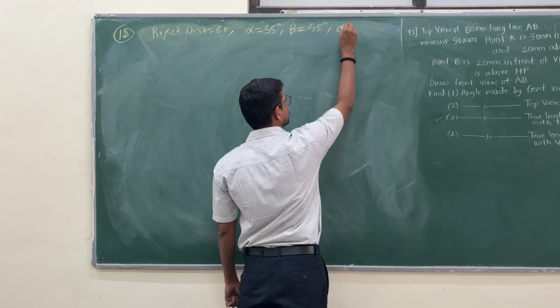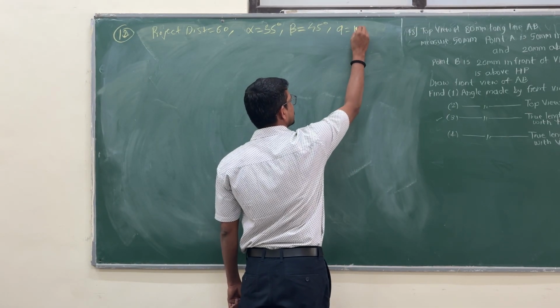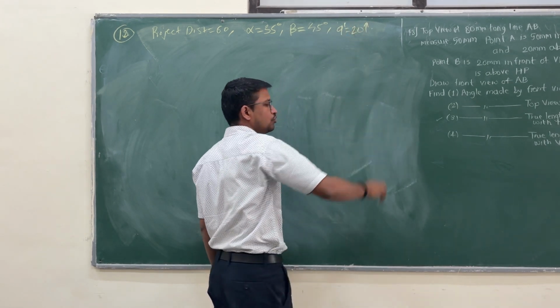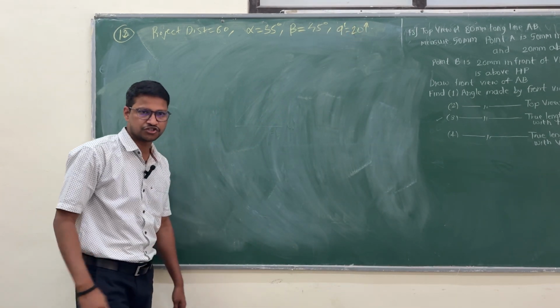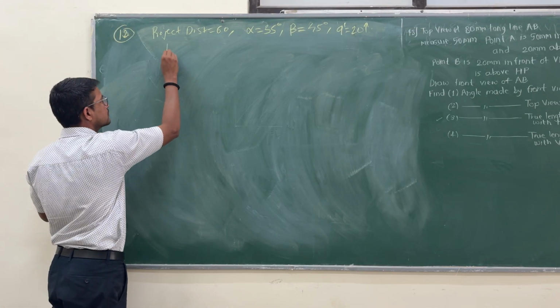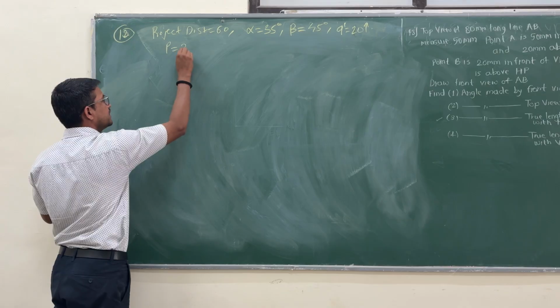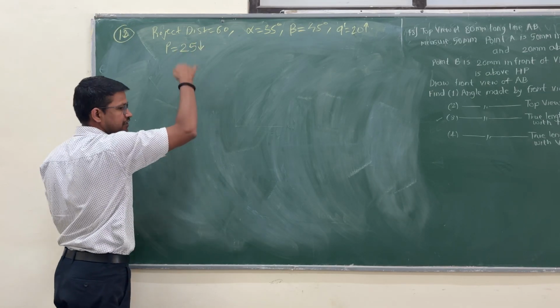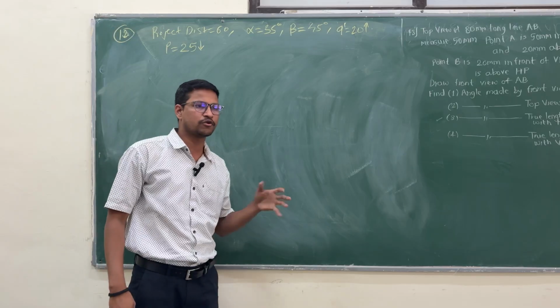Fine. Next. Draw the projection of the line if the end Q is 20 mm above HP. End Q is 20 mm above the HP. This is Q dash or Q? Q dash. Front view is later denoted by dash. Fine. Next. End P is 25 millimeters in front of VP. It is moving in the downward direction. So this is P or P dash?